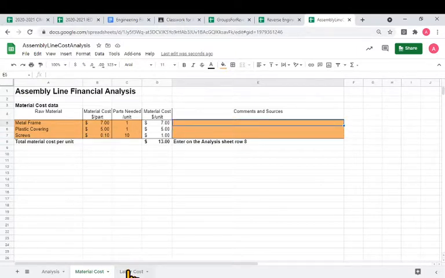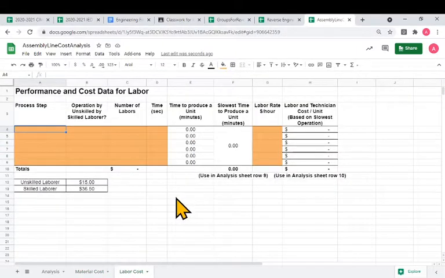And then we'll go down here to the labor cost tab and then come up with the cost of our labor. And this is where the process flow chart is going to come in handy. We're going to have to list out some of our process steps to figure out how much labor we need and therefore how much to pay for. Again, I'm going to come up with stuff here. We'll say the first step in the process is place the metal frame on the assembly line.